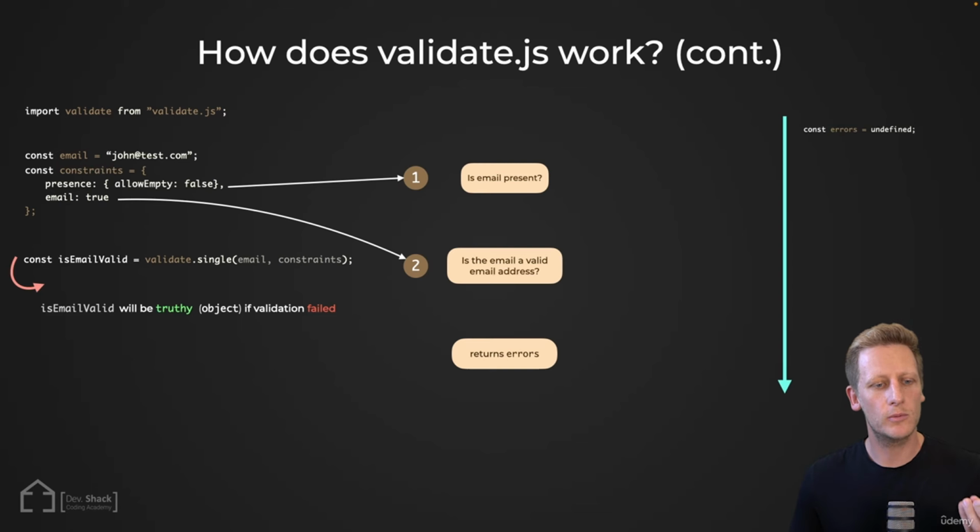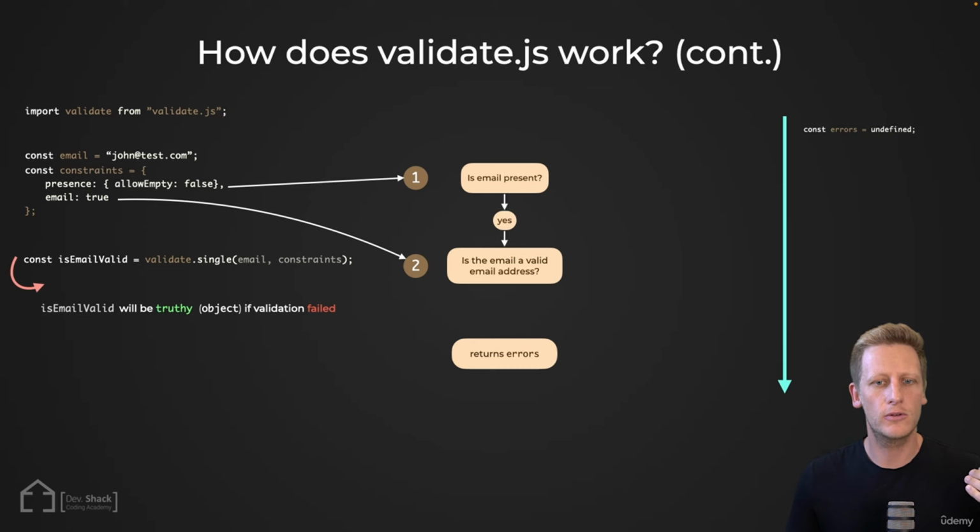And so the value then will be truthy because it is an object. So the value of is email valid is going to be that object that was created, even though the validation failed. So all we need to do is reverse the logic, but I'll explain this when we write the code. But just for now, remember that when the validation fails, an object's returned, and that just makes whatever's being returned from it truthy in nature.